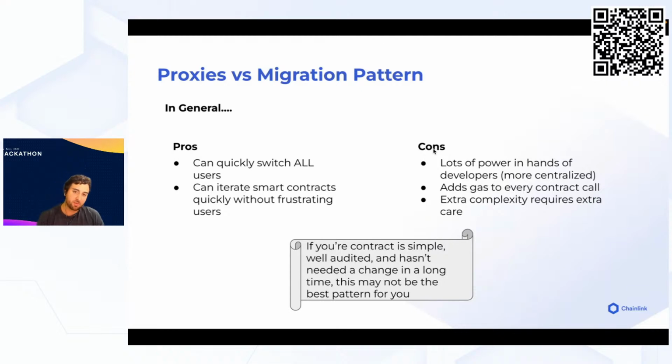So as a general rule of thumb, if your contract is simple, it's well audited, and hasn't needed change for a while, this may not be the best pattern for you, right? You may want to just do migrations. That might be solid. An example of this is Uniswap, right? They release a version about every year and a half so far, and they're not fixing any security critical bugs, and they have a governance module to oversee those upgrades, right? And so they've chosen the migration pattern, which is perfectly fine for what they need.